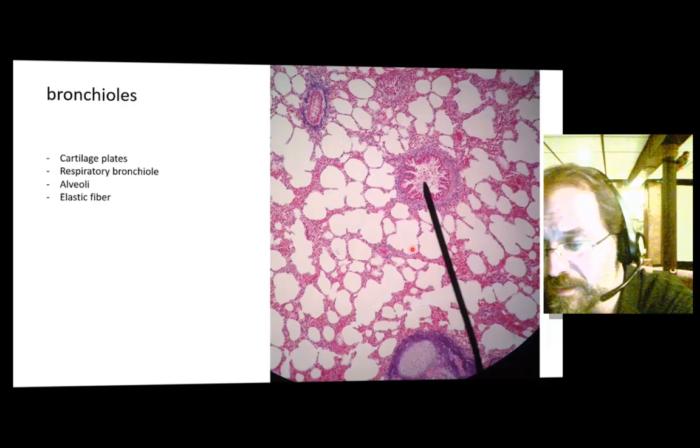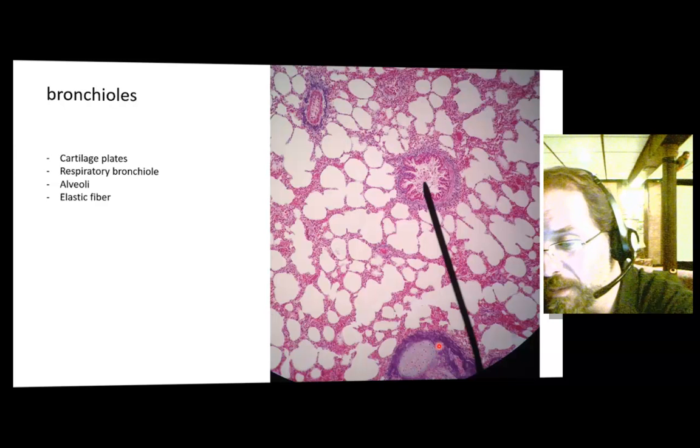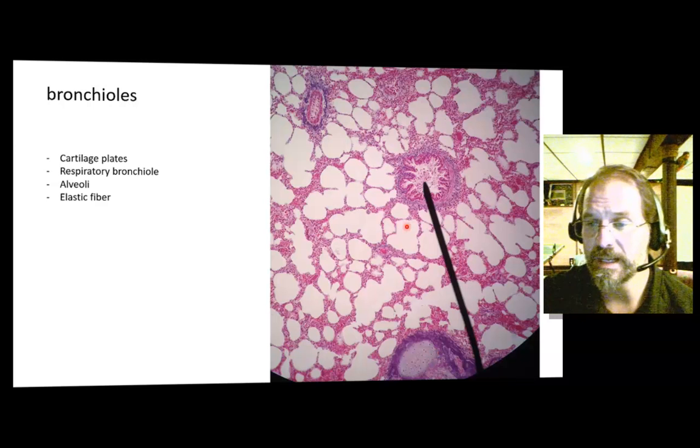It's just smooth muscle. Down here we have a larger bronchiole, and we know that because that's one of the cartilage plates. So you don't have that below the level of a terminal bronchiole. So that's either a terminal bronchiole or something larger. Okay. And like I said, these are alveoli.